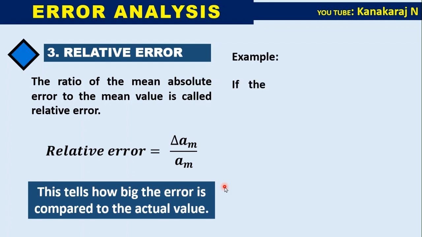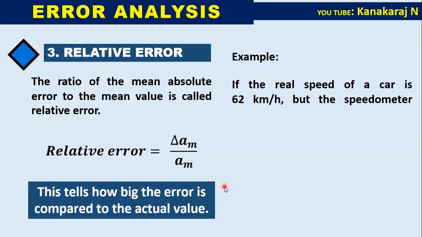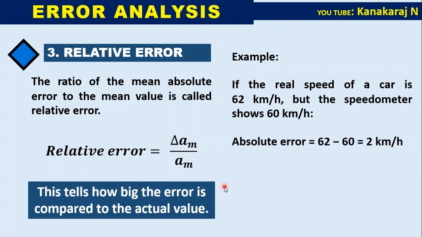Example, if the real speed of a car is 62 km per hour, but the speedometer shows 60 km per hour, now find the absolute error. It is the difference between the measured value and the true value. It is 62 minus 60 equals 2 km per hour, the absolute error. Relative error equals the absolute error divided by the true value. So 2 divided by 62 equals 0.032.